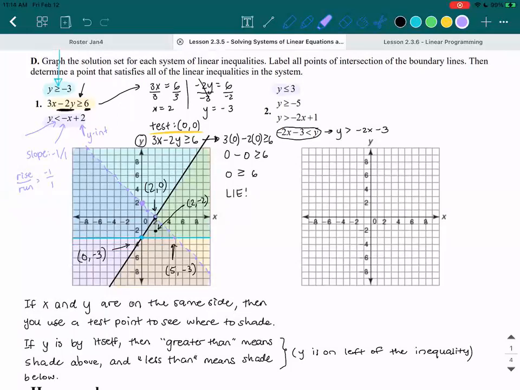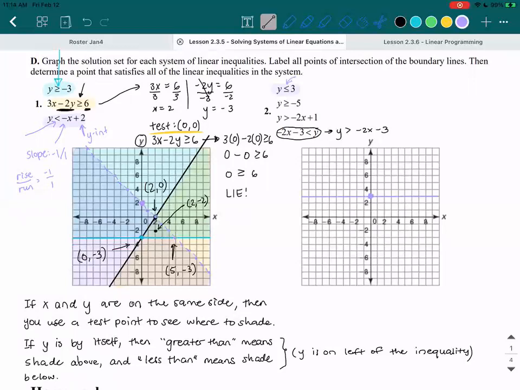Y is less than or equal to 3. So like I said, this one's pretty straightforward. You just go to 3 on our y-axis, and then we can draw a horizontal line there. So do I want to draw a dotted or do I want to draw a solid line? Take a look at our symbol. It says less than or equal to. Because it has the equal to line, I can draw a solid line, drawing a solid horizontal line through that point.